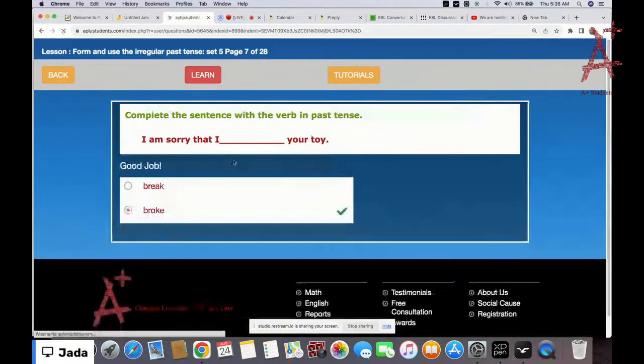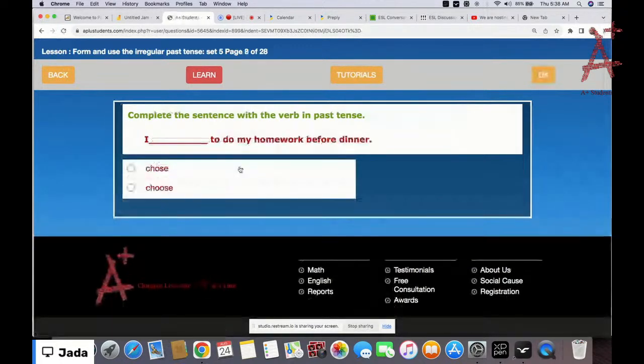Okay, so the next one says, I dashed to do my homework before dinner. I chose or I choose. Now send in your answer for choose or chose. Is it choose or chose? Which of them? One or two? Did you chose or you choose? Chose. Perfect. So that's it.